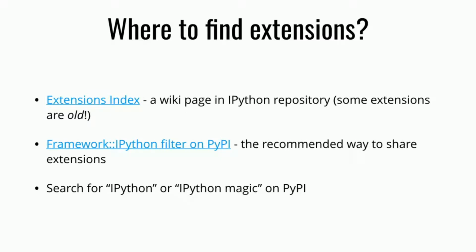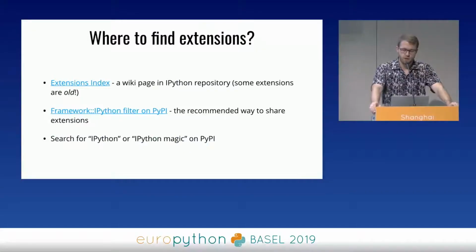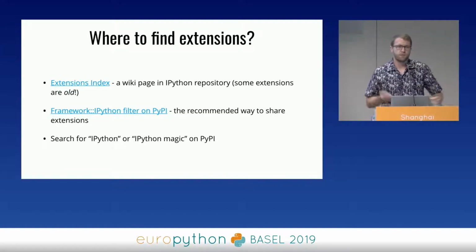So that was how we can write and publish our extensions. If, on the other hand, you want to see the extensions that other people have created, there are two places. First and biggest place is the extension index. It's a wiki page on the IPython GitHub repository that contains a huge list of extensions. Just keep in mind that some extensions here can be quite old and you might have problems installing them. But if you see an extension that you really like and you cannot install it, just copy the code and paste it into IPython and that should work.